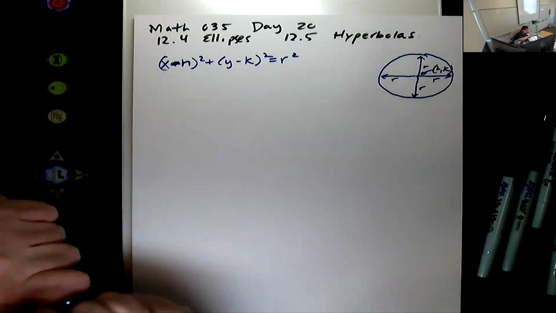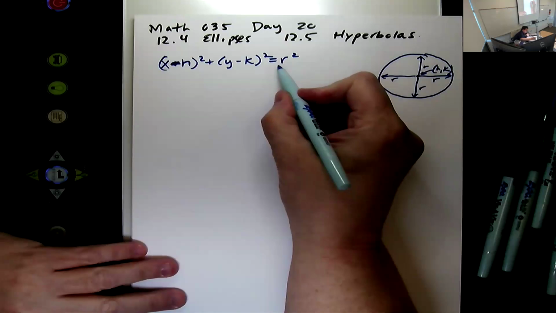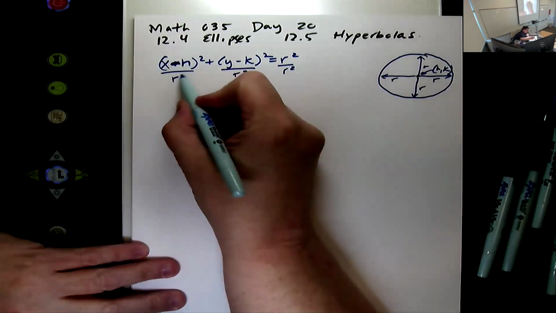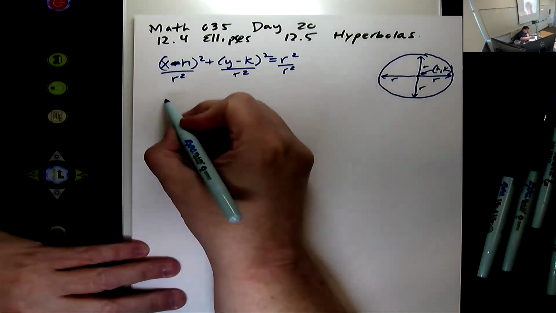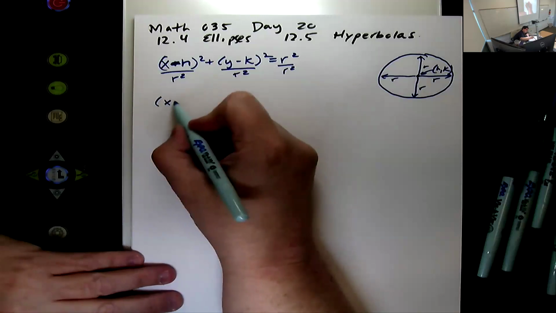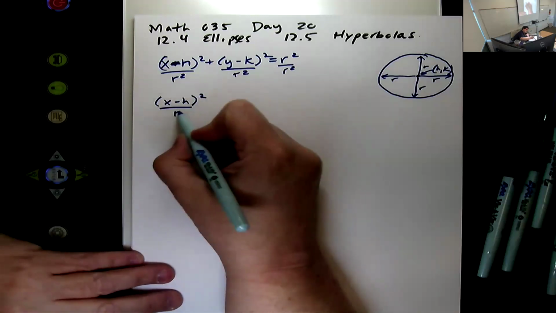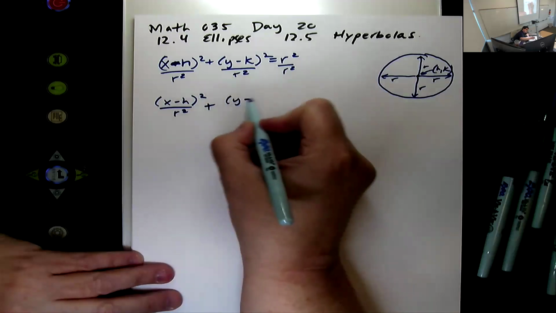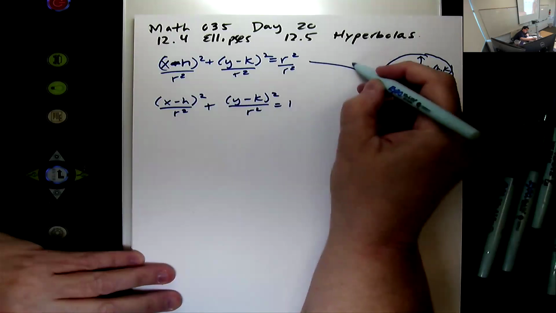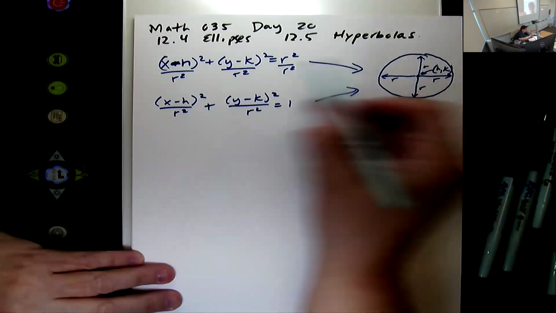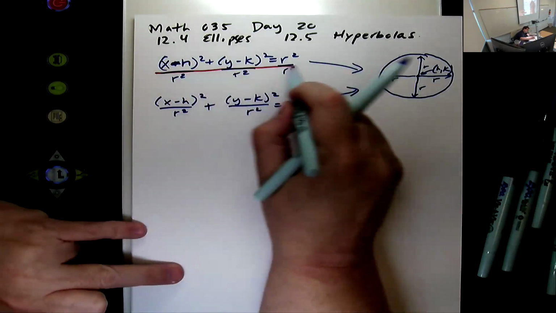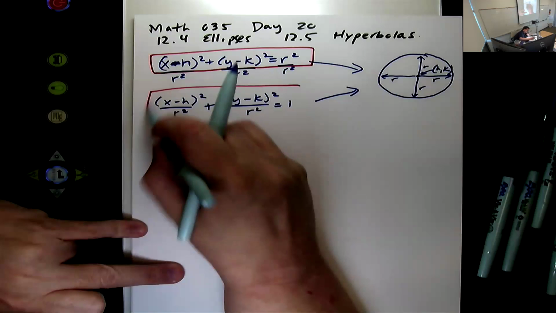Now, I'm going to divide through by r squared because I want to show you how this compares to ellipses. And it worked really well in 35. They were graphing before I even showed them how to graph it. So I'm guessing you guys are going to do well with it too. These both show the same thing. This equation and this equation both graph that circle.